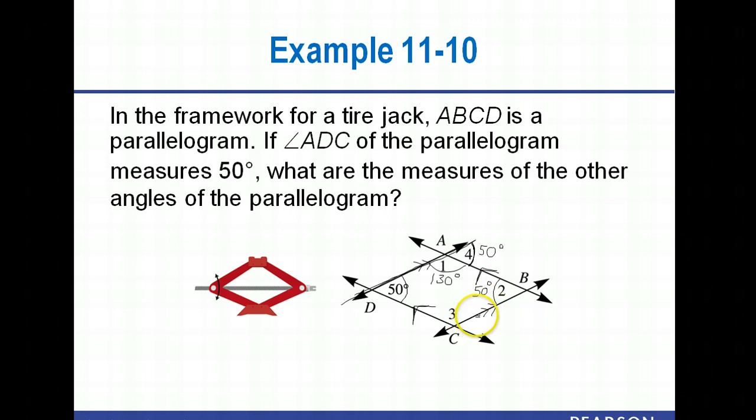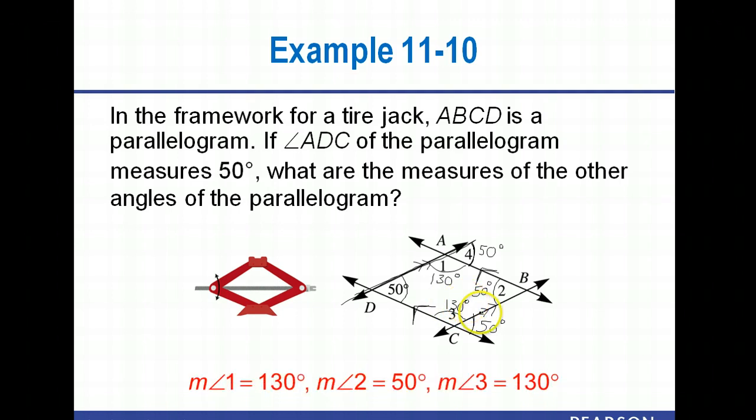And finally, we can use a little bit more reasoning here. If this angle 2 is 50 degrees here, that's the same as this angle here because AB is parallel to CD and CB would be a transversal. So this one has to be 50 degrees, which means that angle 3 and that angle are supplementary. We can use those words. So that means that this one has to be 130 degrees.